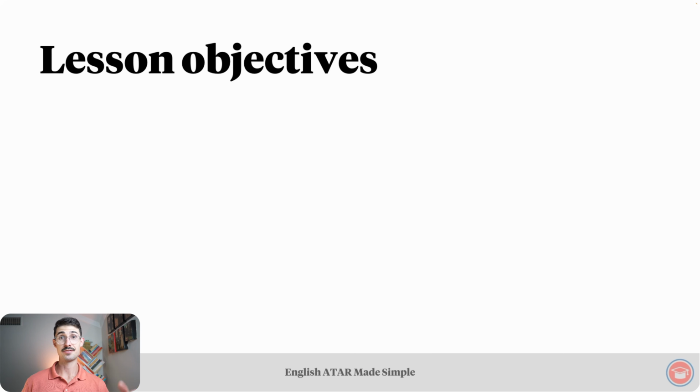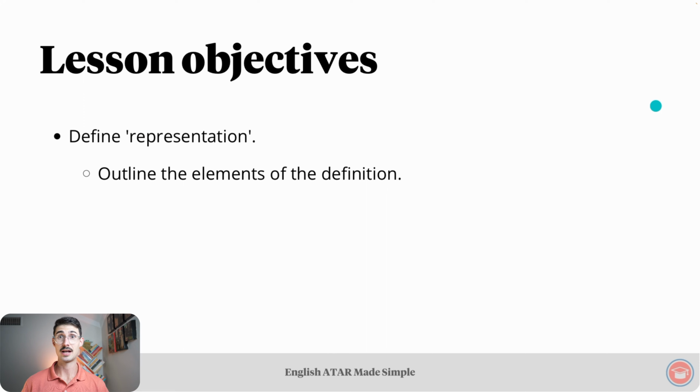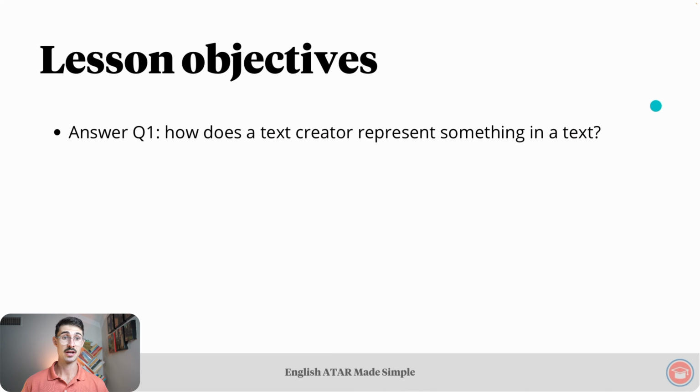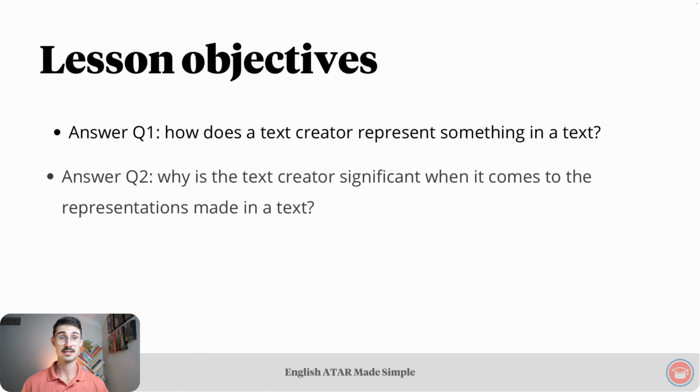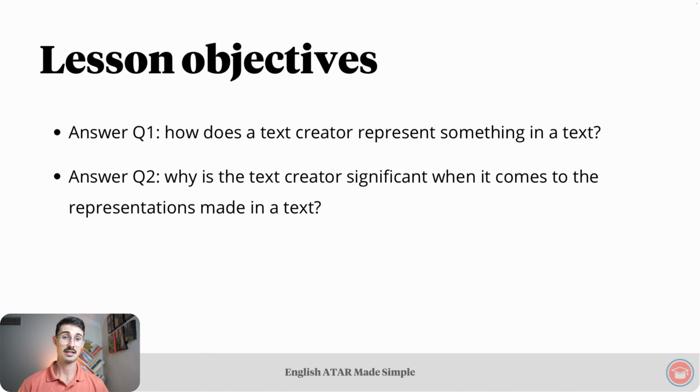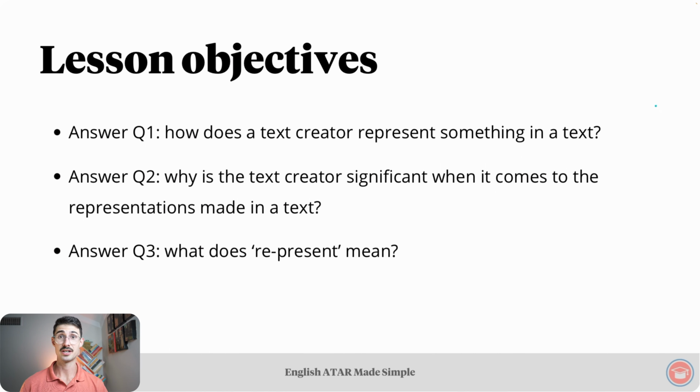Plan of attack for the lesson. What are we going to do? We will firstly define representation. We'll outline the elements of the definition. We'll answer question 1, which is how does a text creator represent something in a text? Then we'll answer question 2. Is the text creator significant when it comes to the representations made in a text? Question 3. What does represent mean? That little hyphen changes represent to re-present. Then question 4. What can be represented?